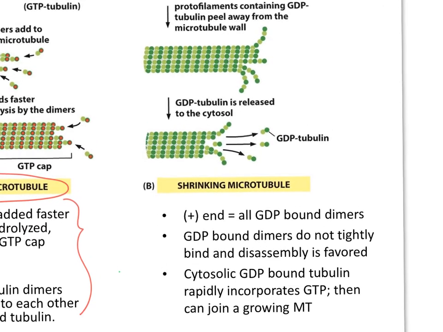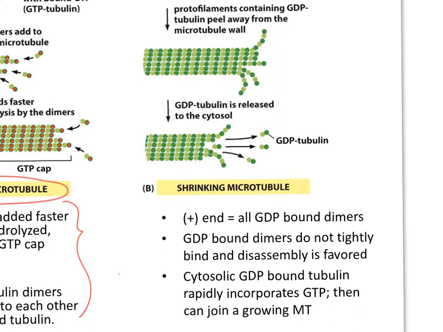Okay, so let's check out the notes here. So basically, for a shrinking microtubule, on the plus end, there are all GDP bound dimers. These GDP bound dimers do not tightly bind, and so disassembly is favored at that end.